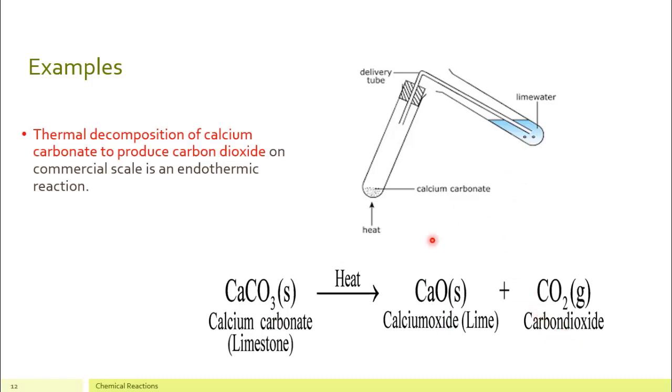Now in this reaction, you can see that heat is absorbed. There is no release of heat. Here is the absorbance of heat. The calcium carbonate absorbs the heat and results into calcium oxide and carbon dioxide. That is why this reaction is called an endothermic reaction in which heat is absorbed.